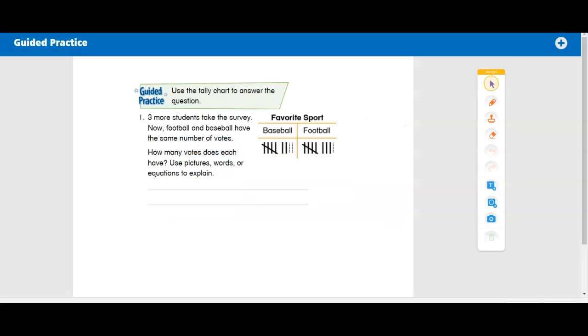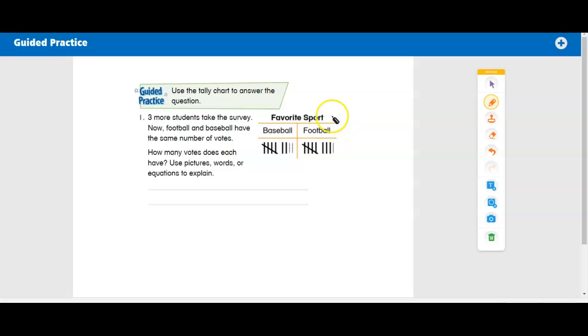For our guided practice, still on page 270, it wants us to use the tally chart to answer the question. Our question says, 3 more students take the survey. Now football and baseball have the same number of votes. How many votes does each have? Use pictures, words, or equations to explain.